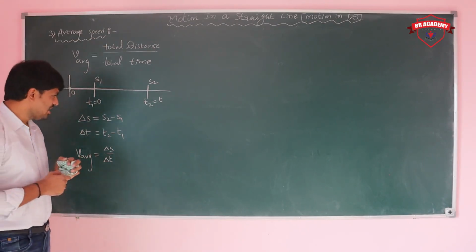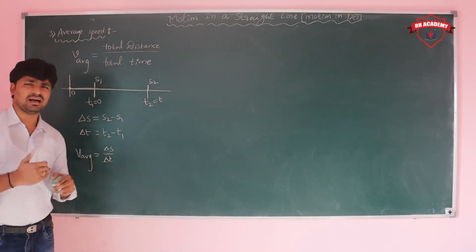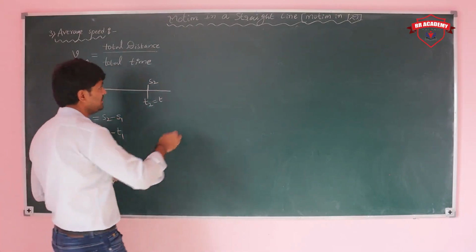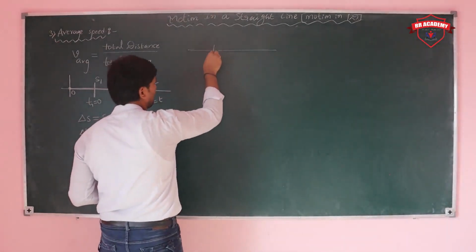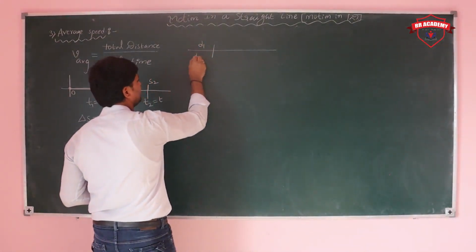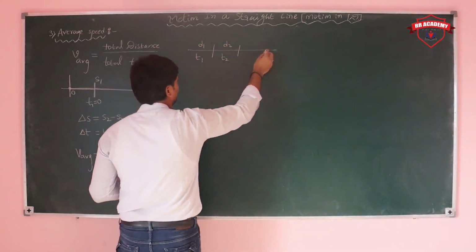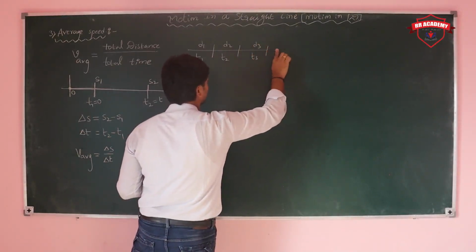One more example you can take. If the particle travels d1 distance in t1 time, like this, meaning it starts from here: first d1 distance in t1 time, next d2 distance in t2 time, next d3 distance in t3 time. Now what is the average speed?